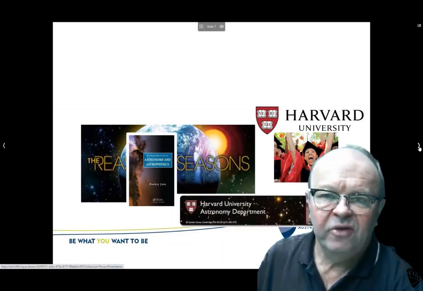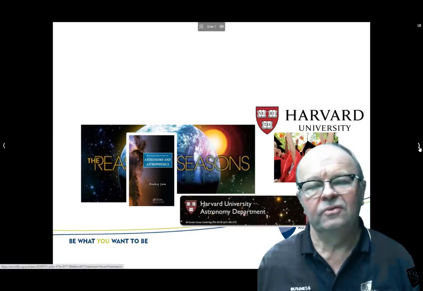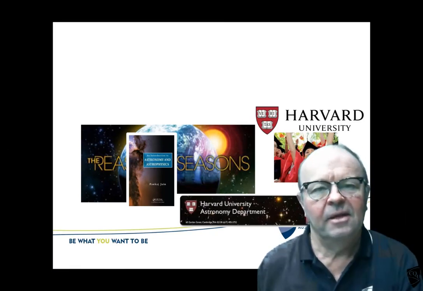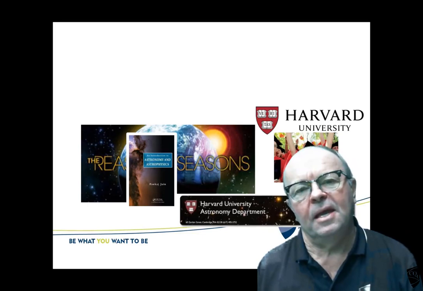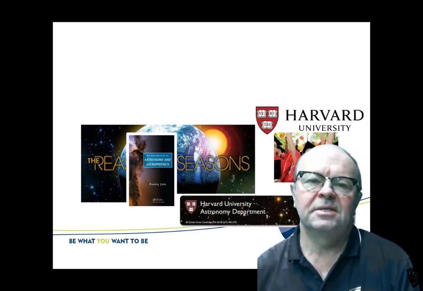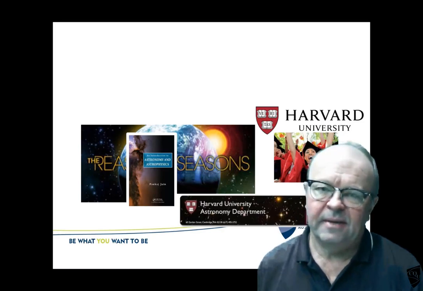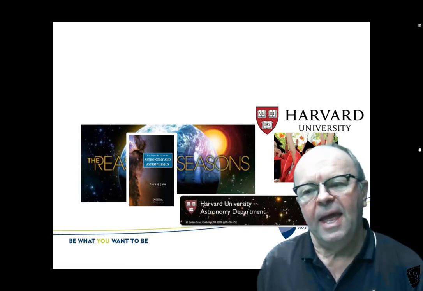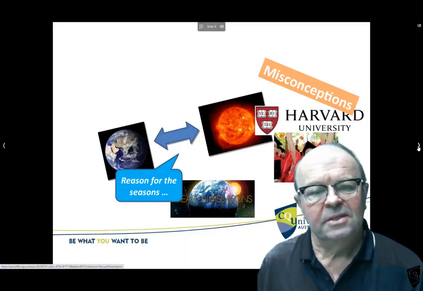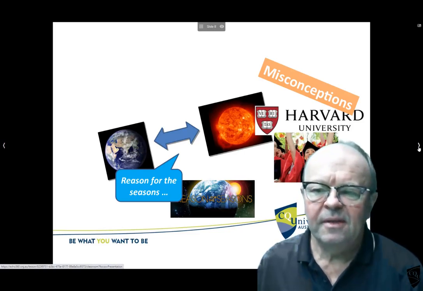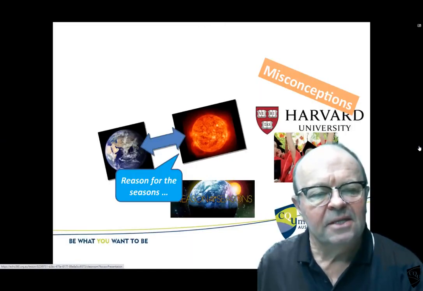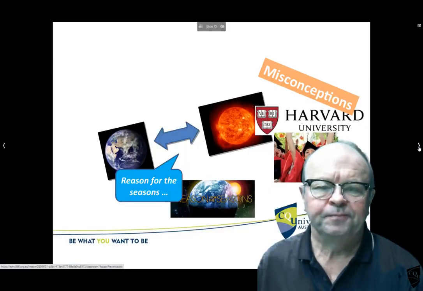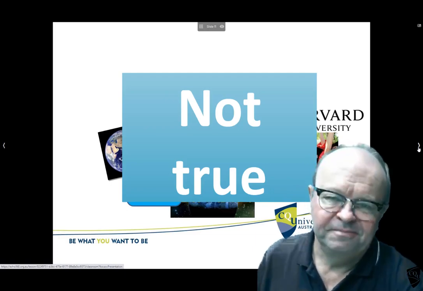They had studied in first year astronomy what was the reason for the seasons, which is that the angle of the sun changes as you're going around the Earth, and it's more direct when it's summer and more at an angle in winter. And it's because the Earth is at an angle to the sun, about 21 degrees, and that's what causes the seasons. But the misconception that many of us have is that the reason for the seasons is that the Earth gets closer to the sun in summer and further away in winter. And this is not true.